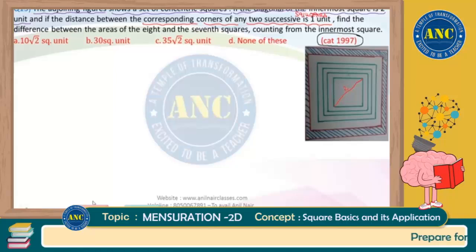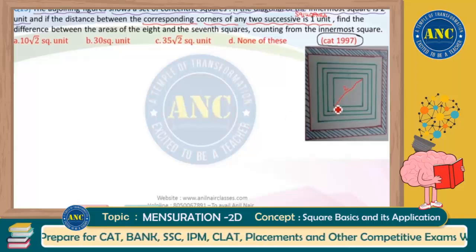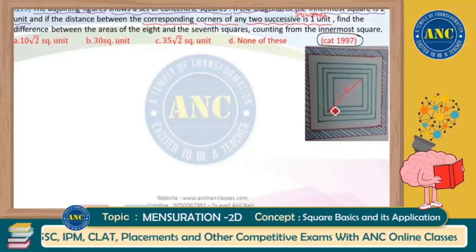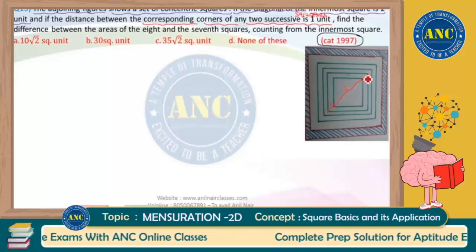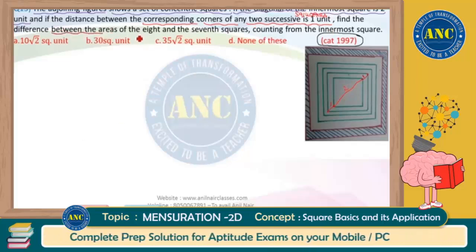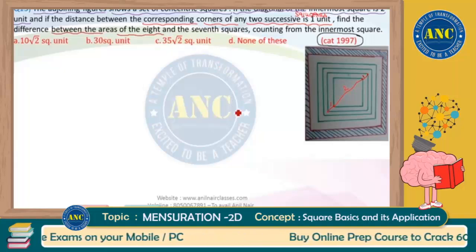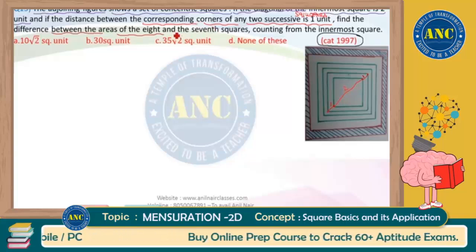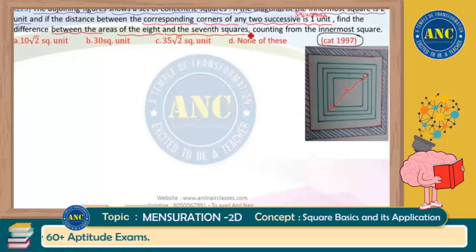That means they are saying that the distance between, let me draw it with a different color, the corresponding corners, this particular corner and this particular corner, the distance is 1 unit. Similarly, this particular corner and this particular corner, the distance is 1 unit. Now your question is, find the difference between the areas of the 8th and 7th squares, counting from the innermost square.